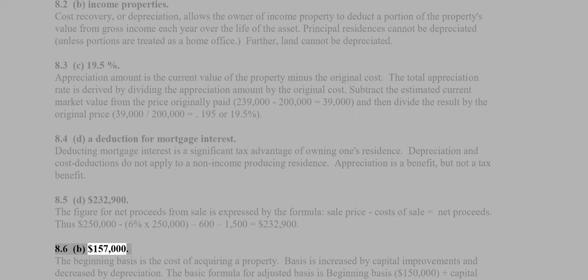8.6, B. $157,000. The beginning basis is the cost of acquiring a property. Basis is increased by capital improvements and decreased by depreciation. The basic formula for adjusted basis is beginning basis, $150,000, plus capital improvements, $3,000 plus $4,000, minus depreciation, $0, equals adjusted basis, $157,000.